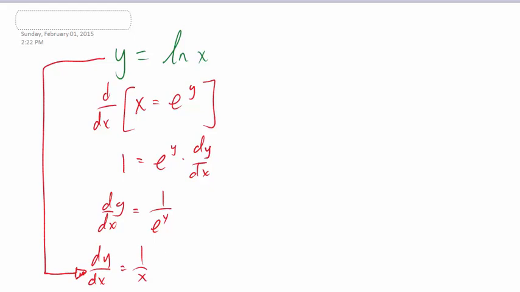Here we go on to our next function. We're going to go back to the generic a to the x. We established earlier that this is equal to k times a to the x. Let's figure out what k is. So we start with y equals a to the x, and again, we're going to use some of the stuff that we previously just figured out. I'm going to take the natural log of both sides.